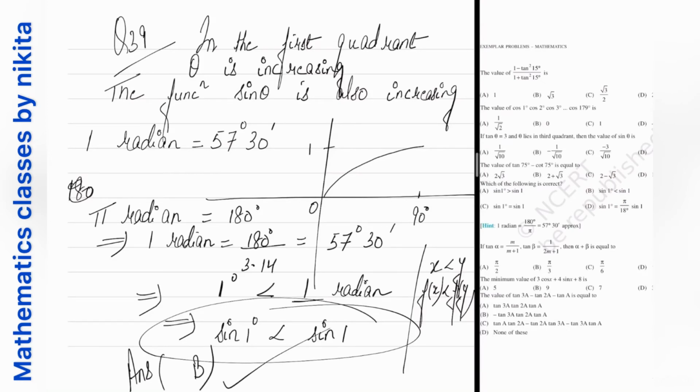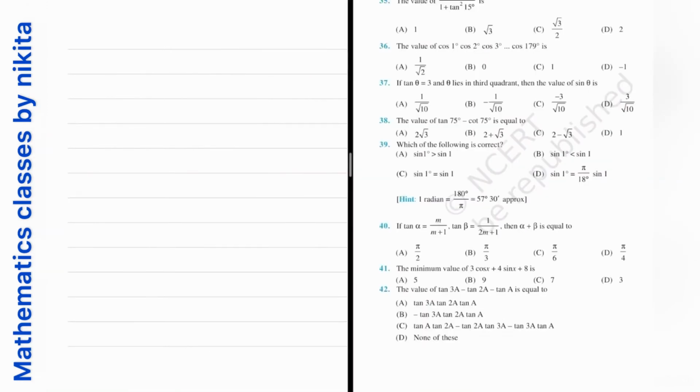Got it? Now let's see question number 40. Question number 40 says that if tan of alpha is equal to m over m plus 1, tan of beta is equal to 1 over 2m plus 1, then alpha plus beta is equal to. So first option is pi by 2, then pi by 3, then pi by 6 and pi by 4. So let's see how to solve this question. So question number 40. See what is given to us.